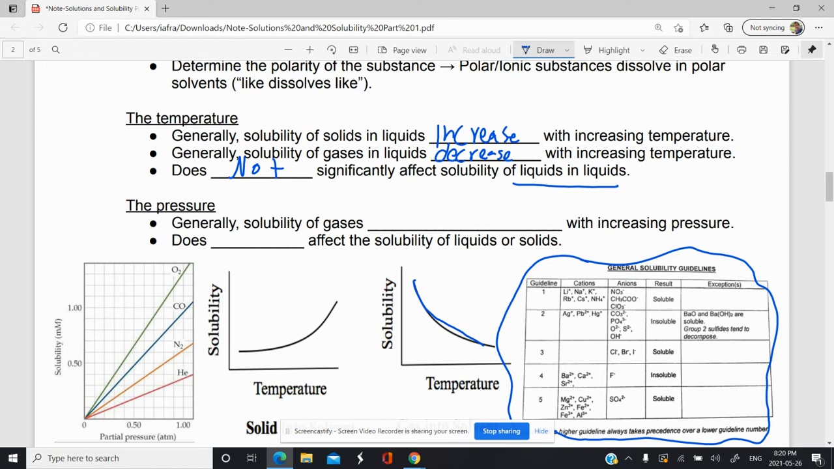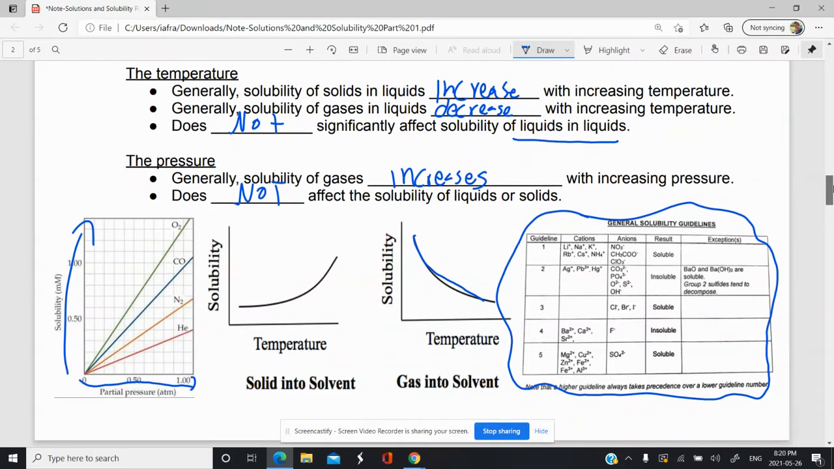And the pressure was also another factor that can affect solubility. As you see here, as pressure goes up, solubility goes up for all those gases. So solubility of gases will typically increase with increasing pressure. And it doesn't really affect the solubility of liquids or solids, the pressure that is, because they're not really compressible.